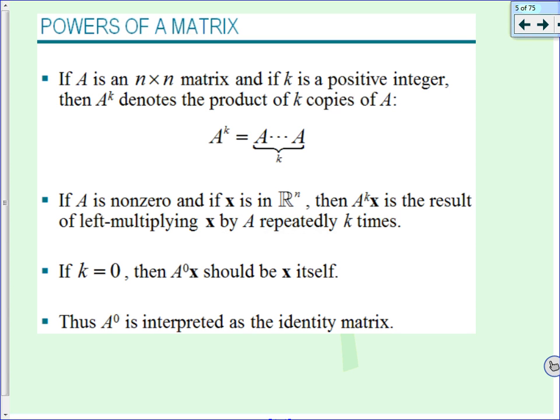So A^0 is then the identity matrix, okay? Because if k equals 0, A^0 x should be x itself, and so that means A^0 is the identity. Or else it wouldn't be true. Because the only thing that preserves the vector is the identity. Everything else will change it in some way. Any questions?